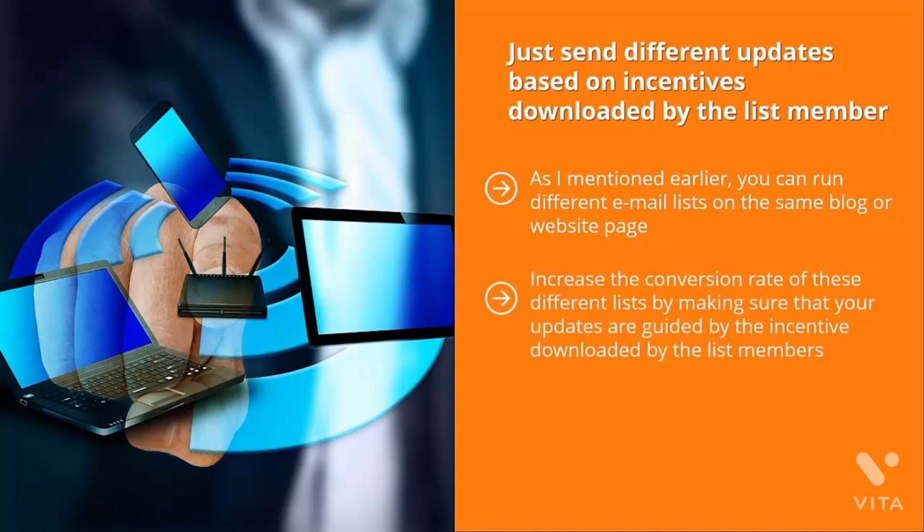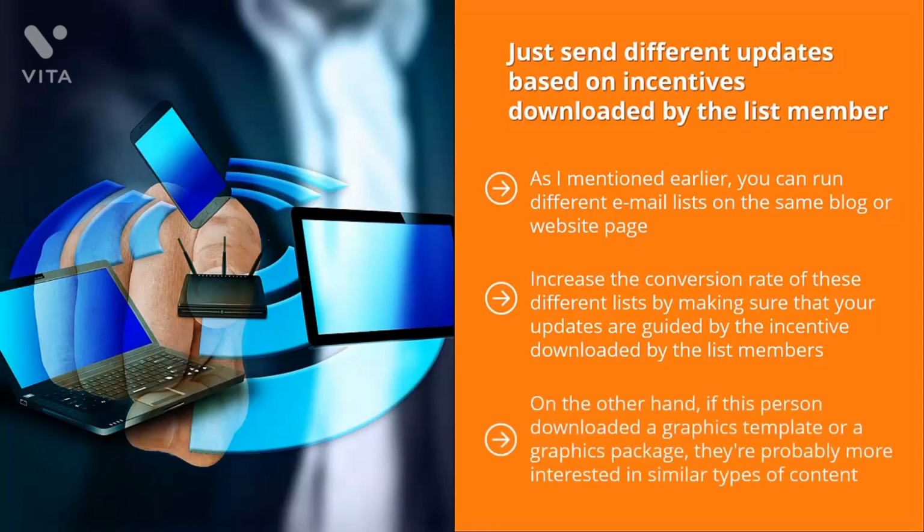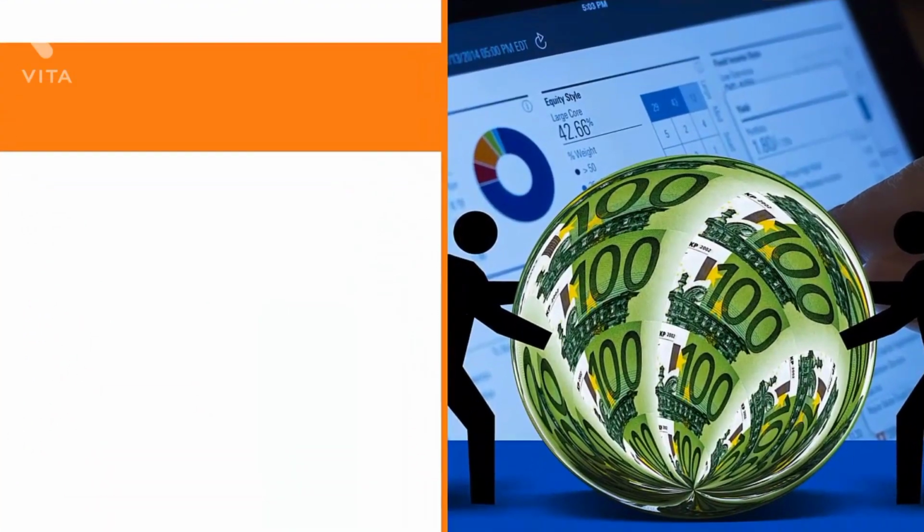Increase the conversion rate of these different lists by making sure that your updates are guided by the incentive downloaded by the list members. For example, if the list member downloaded a video, chances are quite good that this person probably would want to watch other videos. On the other hand, if this person downloaded a graphics template or a graphics package, they're probably more interested in similar types of content. Make sure that your updates speak to these different incentive preferences so you can maximize your sales conversions.